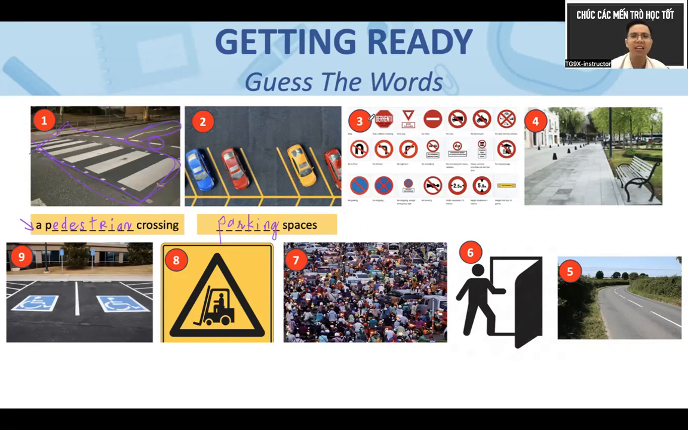Hey, number 3 is very easy. What are they? Traffic sign. Yeah, right. Signs. It's simply signs. I agree with you. What number 4? What is this area? Pavement. Very good. This is the pavement. Yes. How do American people call it? Sidewalk. Yeah, sidewalk. What about number 9?